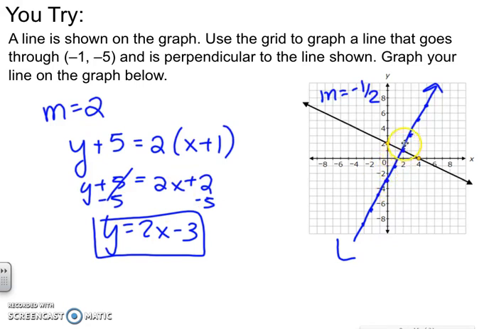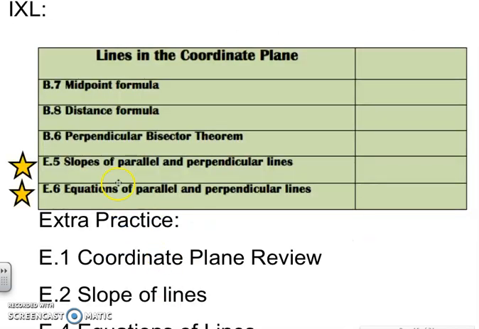Great thing is it intersected, up 2/1 and continued. Again, if you need to go down and left, you're going to do the opposite. So that looks like a perpendicular line. It looks like it formed a 90-degree angle. Okay? All right, to practice.